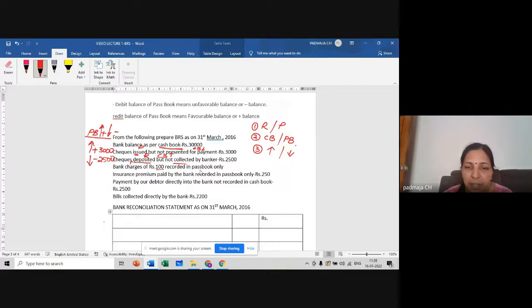Where is it recorded? Passbook. What will happen to the balance? Payments will decrease the balance. So we need to deduct 100 rupees.